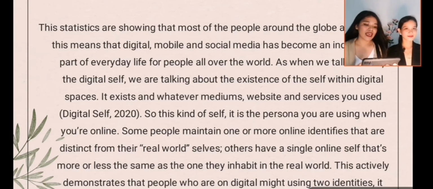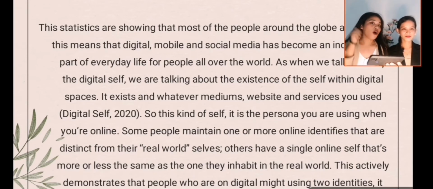So this kind of self is the persona you are using when you are online. Some people maintain one or more online identifiers that are distinct from their real world selves. Others have a single online self that's more or less the same as the one they inhabit in the real world. This demonstrates that people who are on digital might be using two identities. It could be the real identity or the online identity.